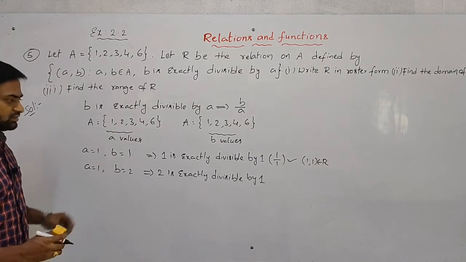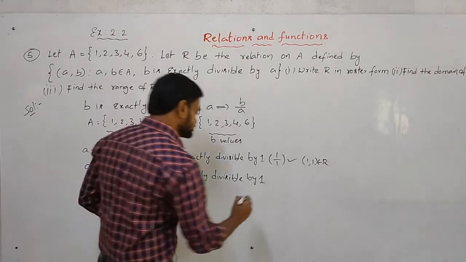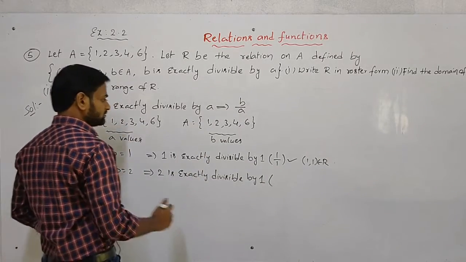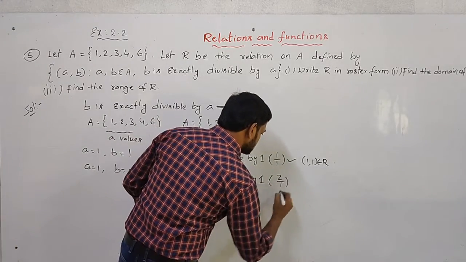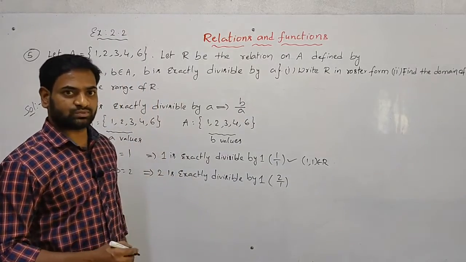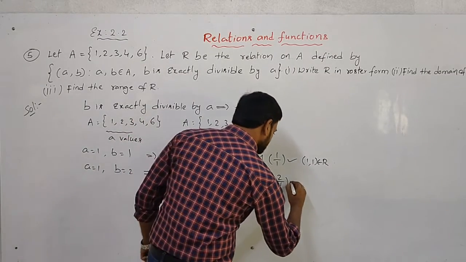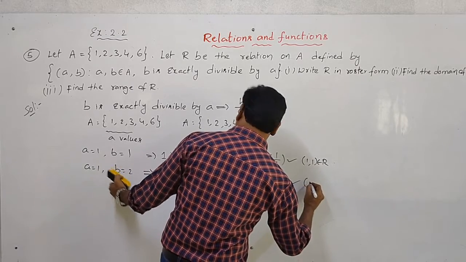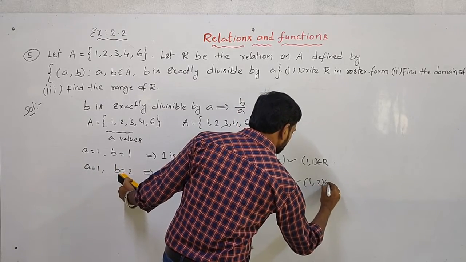A value is 1. So what is the meaning of this one? B by A. What is the B value? 2. 2 by 1. Is 2 by 1 possible? Yes, possible. It is divisible. So we can take 1 comma 2. A value is 1, B value 2. 1 comma 2 belongs to R.